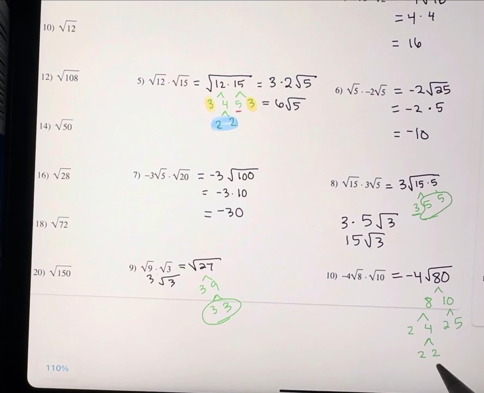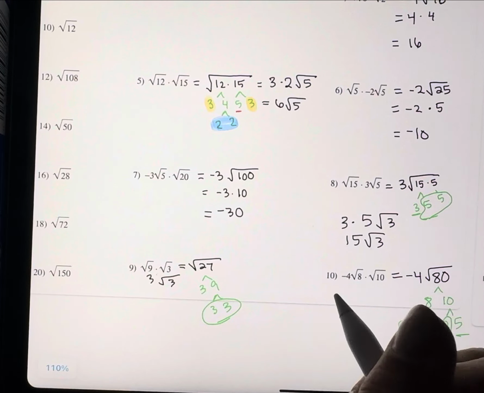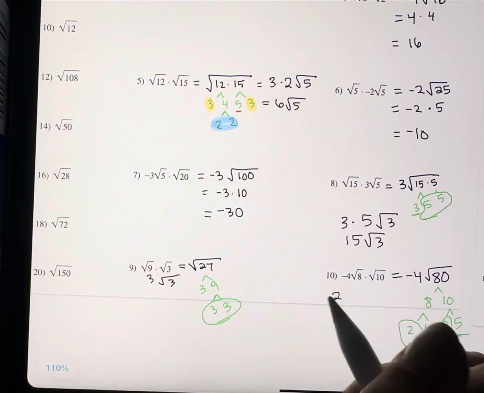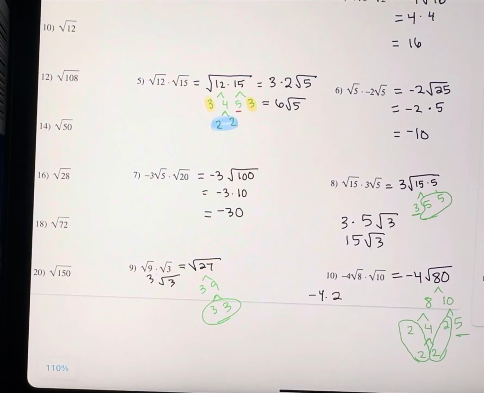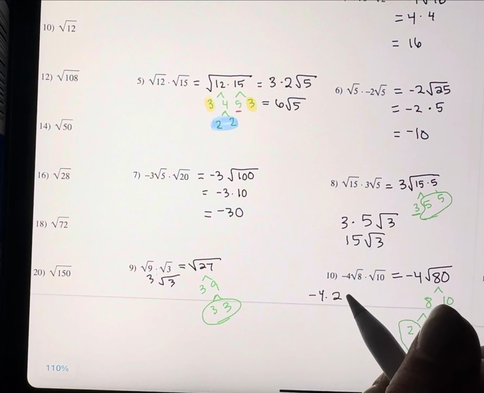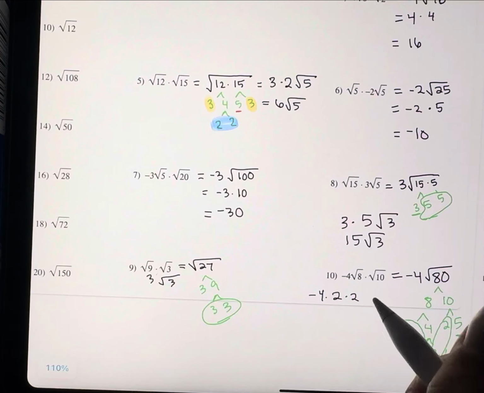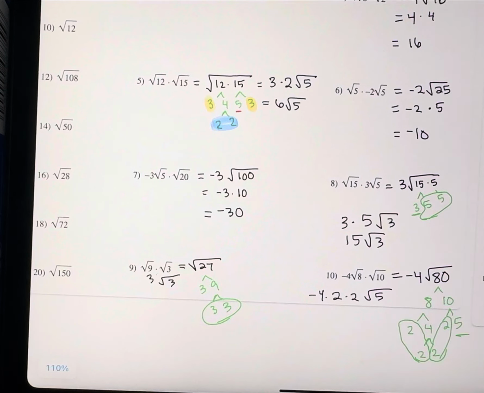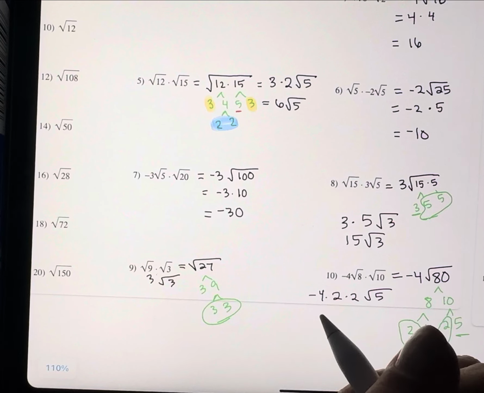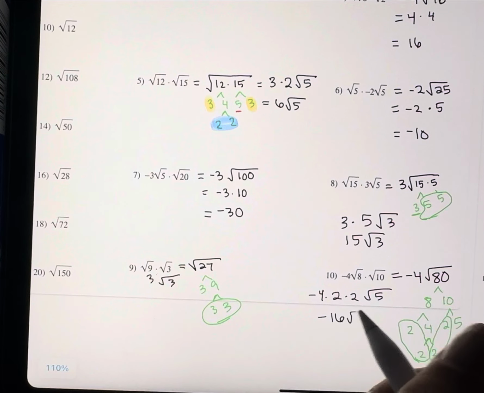And holy moly, let's take a look. I have a pair of 2s right there. I have another pair of 2s right there, and I have a lone 5. So a 2 comes out. There's a negative 4 that's already there. Another 2 comes out. And then the 5 is staying inside. And so this is negative 16 radical 5.